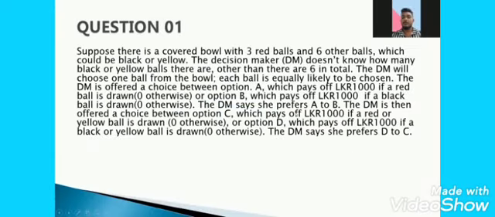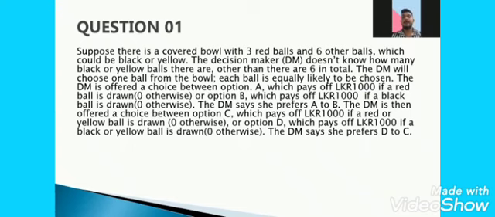There are three red balls and six other balls, which could be black or yellow. But we don't know the exact number of black balls and yellow balls. The decision maker is going to choose one ball out of those 9 balls, and there are 4 options for the decision maker. Option A pays 1000 rupees if a red ball is drawn, otherwise 0. Option B pays 1000 rupees if a black ball is drawn, otherwise 0. And the decision maker says she prefers A more than B.